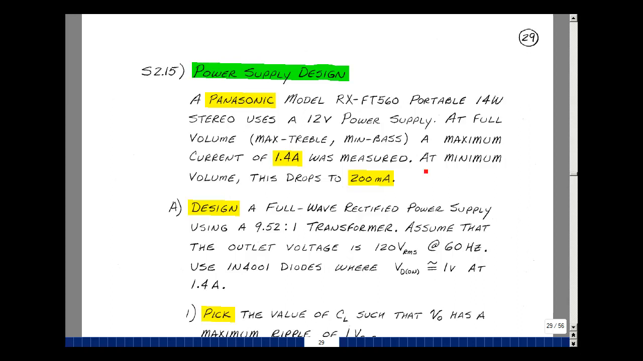And I found that at full volume, where I had max treble and min bass, I had the most current, about 1.4 amps. And then when I played with all the knob settings, the lowest I could get was about 200 milliamps, and again at 12 volts.